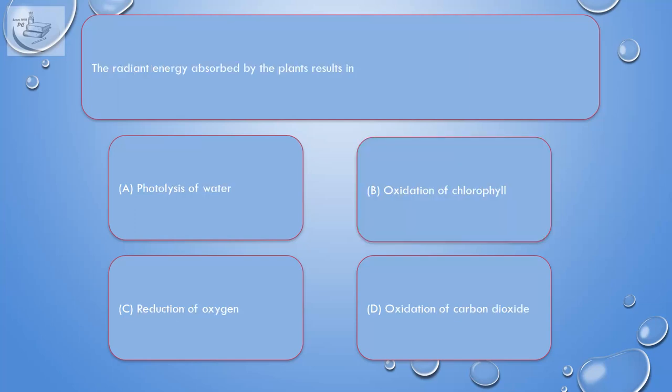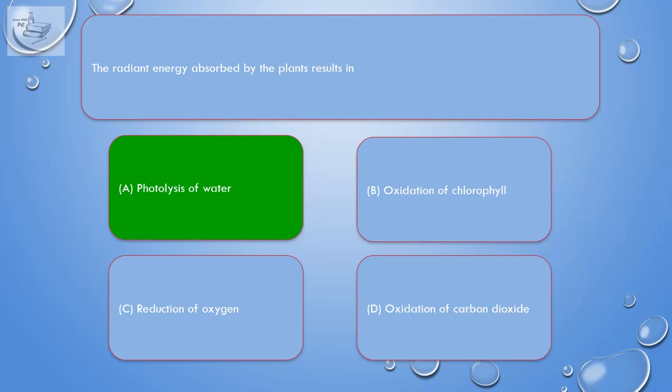Question: The radiant energy absorbed by the plants results in A. Photolysis of water, B. Oxidation of chlorophyll, C. Reduction of oxygen, D. Oxidation of carbon dioxide. Correct answer is A. Photolysis of water.